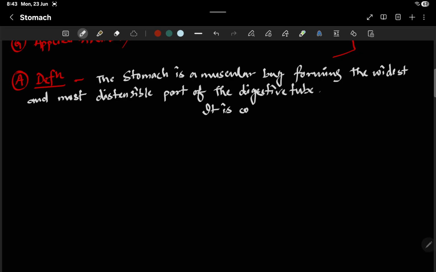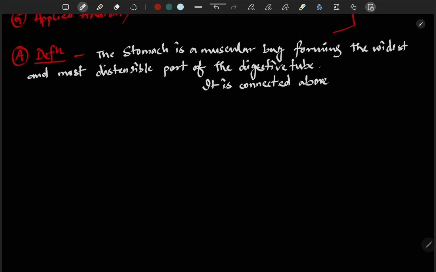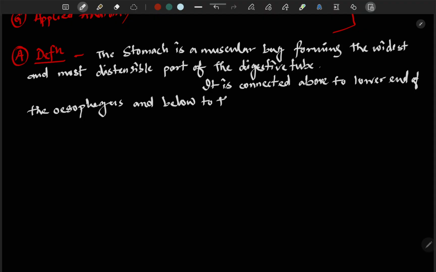It is connected above to the lower end of the esophagus and below to the duodenum. Okay.